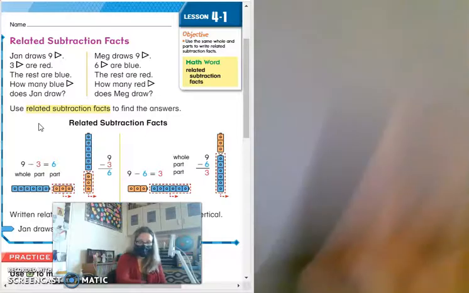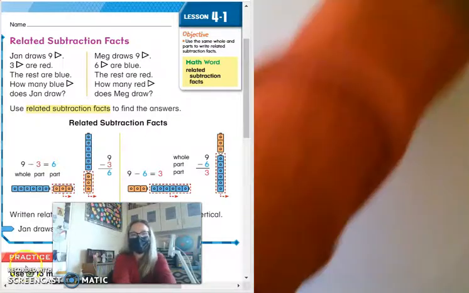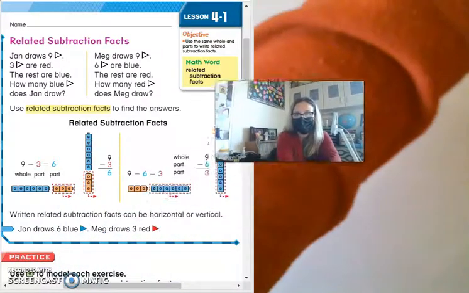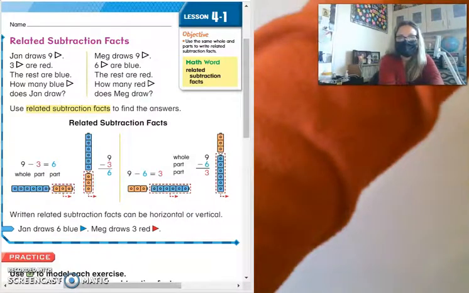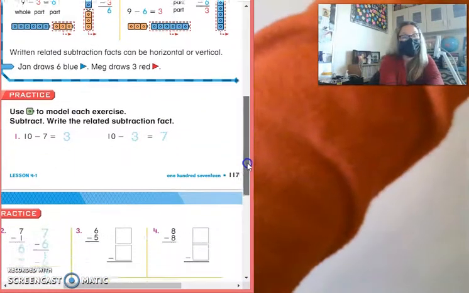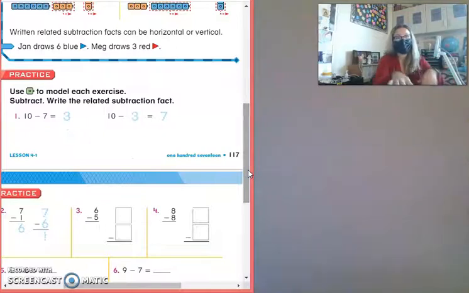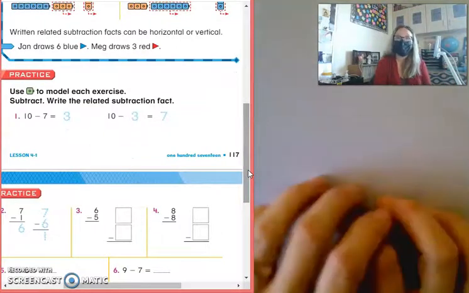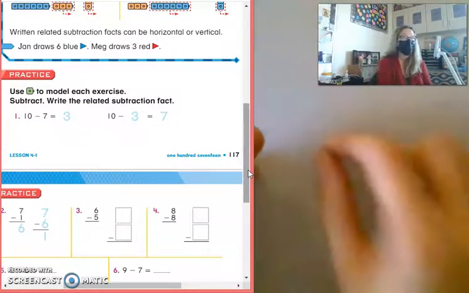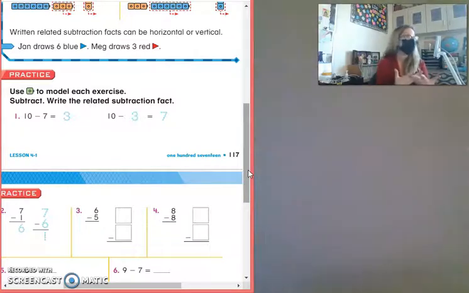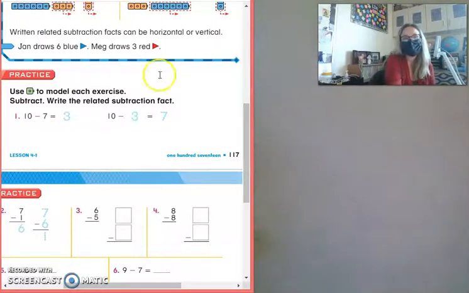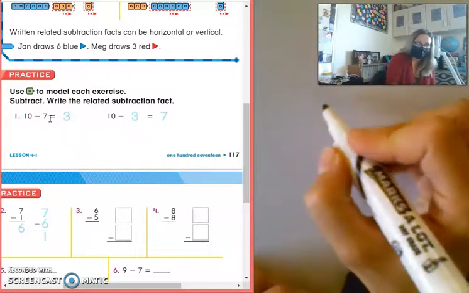So let's move on now to where it says practice. I'm going to move myself over here. And it says you can use cubes to model each exercise. I'm just going to draw the cubes because sometimes when I draw them, it helps my brain. If you'd like to at home use your cubes, you may, but I'm going to stick to drawing. So it says 10 minus 7. So if I have 10, everybody count with me.